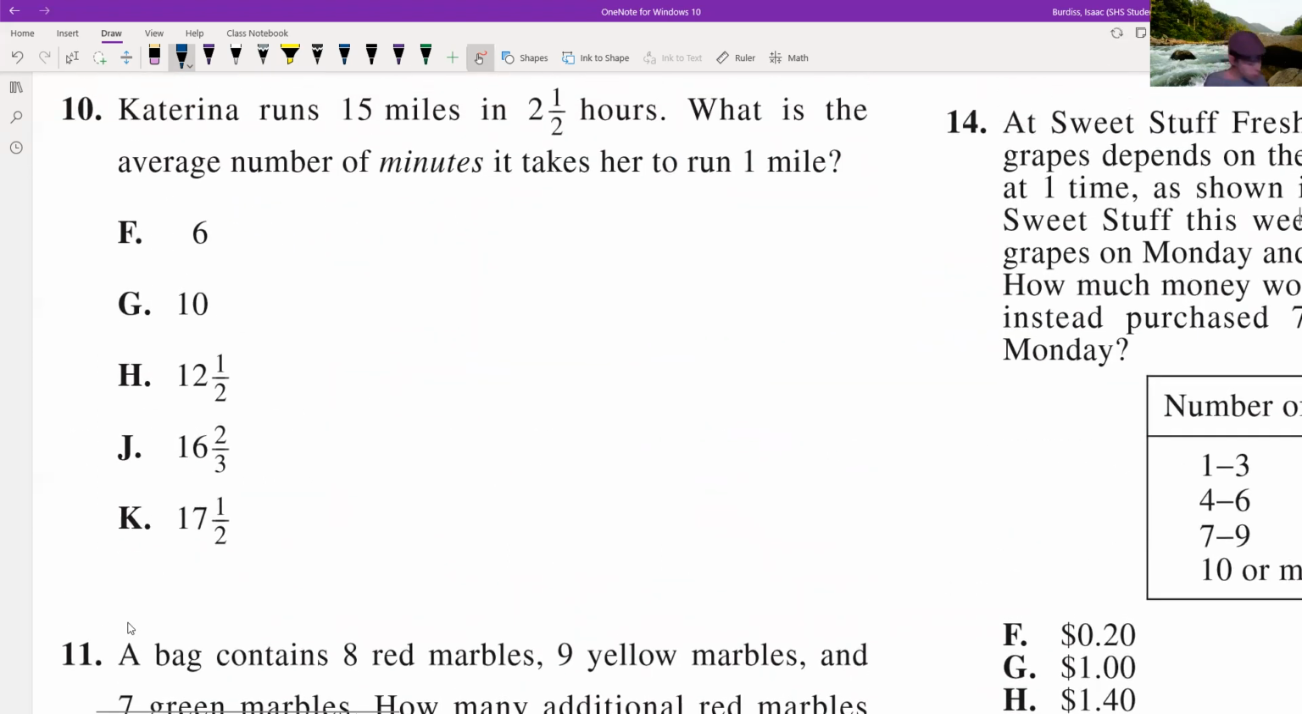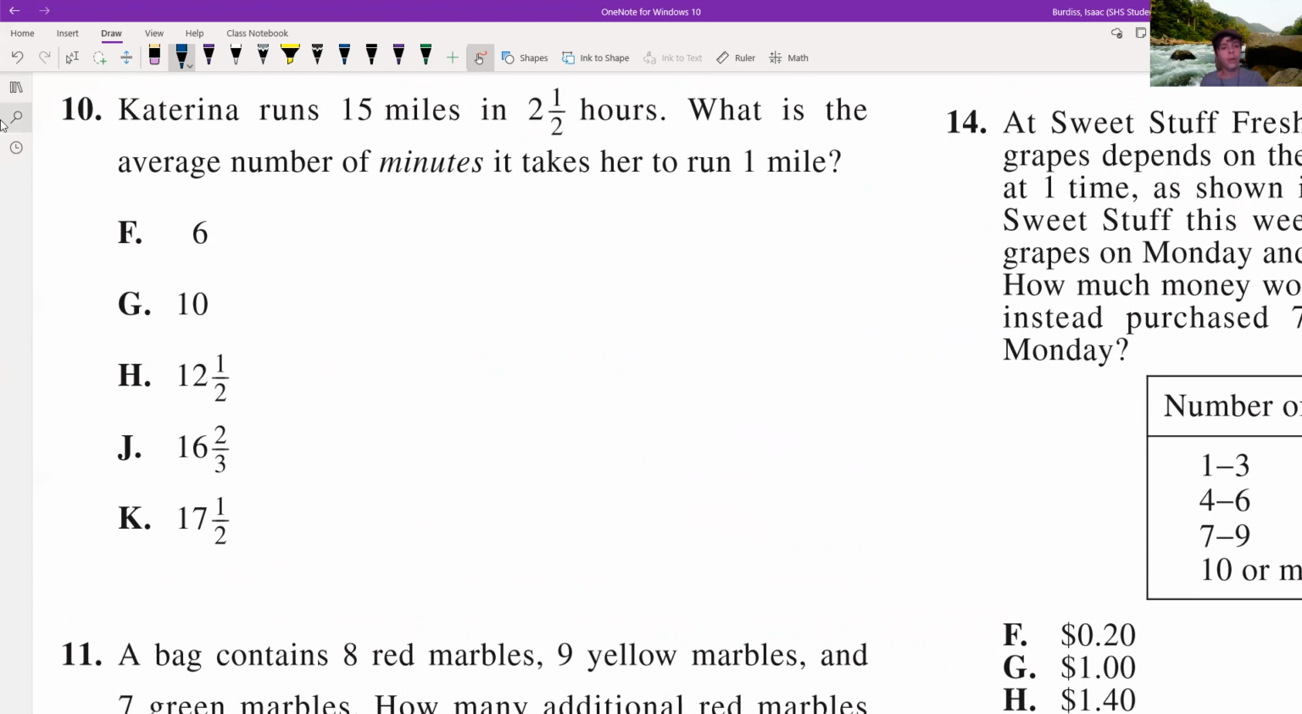Wait a second. Number 10. Okay, sorry, I'm just making sure. I have my answers on here from when I took it, just making sure that I didn't get this wrong. I was looking at the wrong thing.